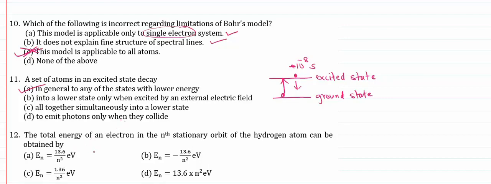12th, the total energy of an electron in nth stationary orbit of a hydrogen atom can be obtained by. In the previous problem we had the formula. So energy in nth orbit is given by minus 13.6 by n square, that is B is the answer.